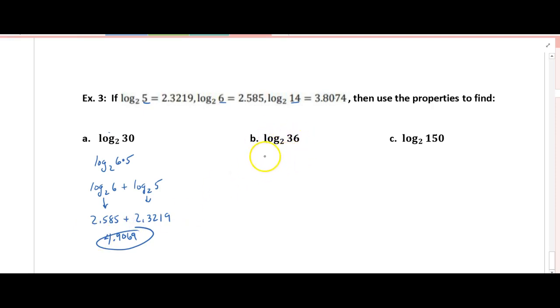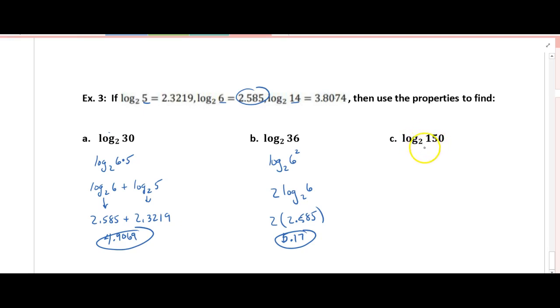Now, this one, if I have log base 2 of 36, I could actually write this as log base 2 of 6 squared, which means I could take that 2, bring it out in front, and say 2 log base 2 of 6, which would give me 2 times, what is the log base 2 of 6? 2.585, and right away, 2 times 2.585 would be 5.17. Okay?